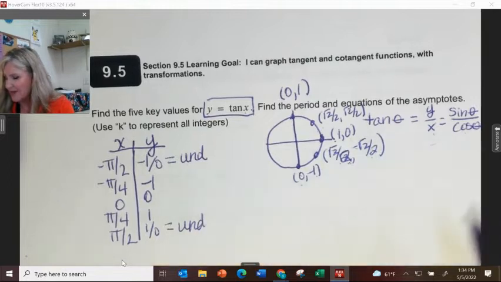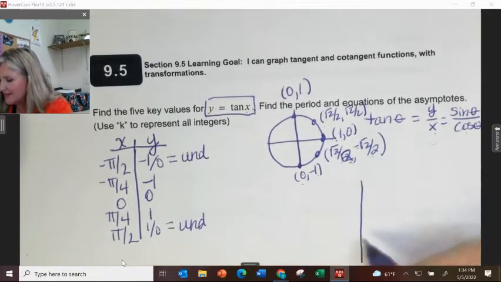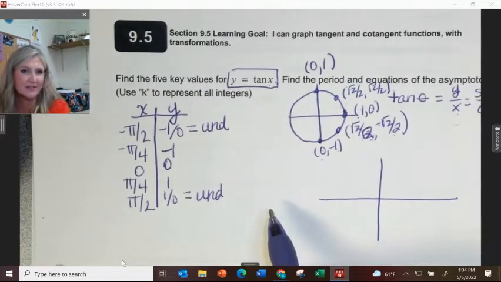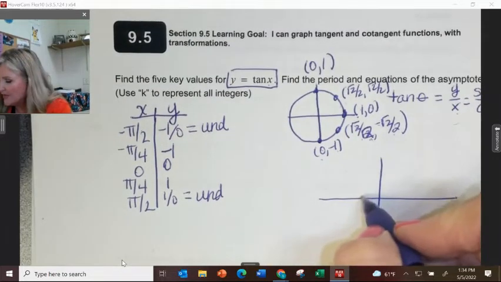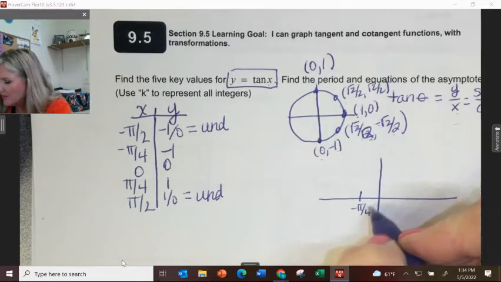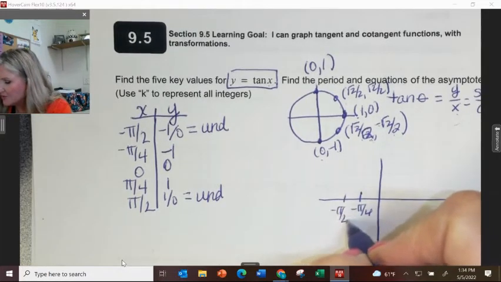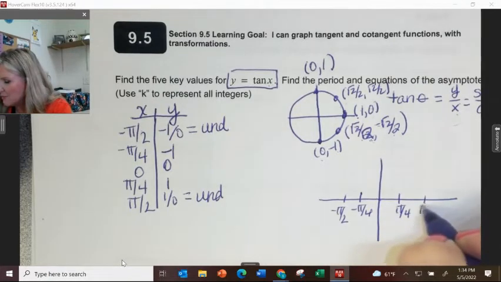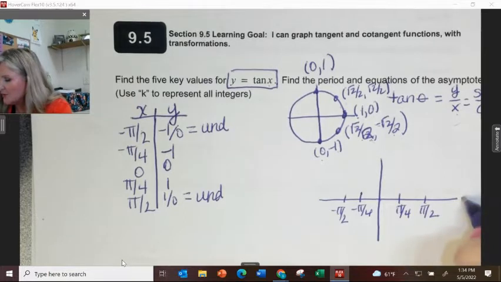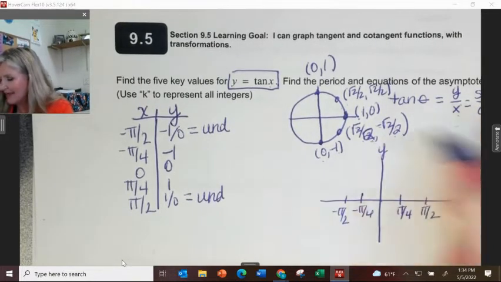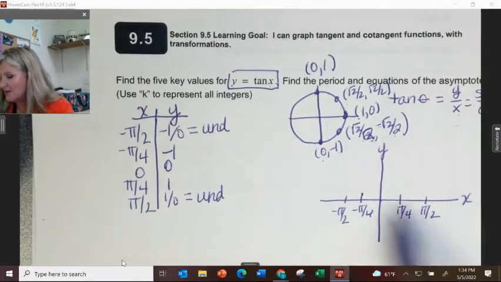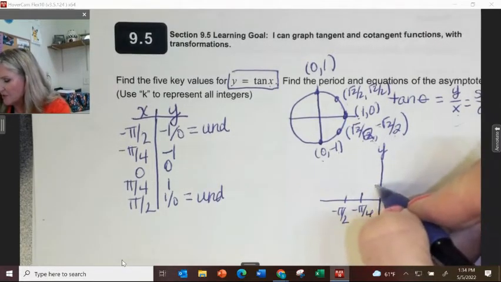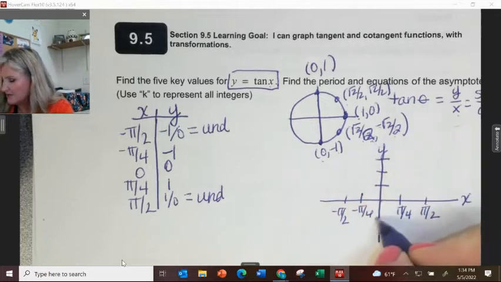Undefined. Now, in the warm-ups, I told you that anytime you get an answer that's undefined, that means we're going to have a vertical asymptote. So here's negative pi over 4, here's negative pi over 2, here's 0, here's pi over 4, and here's pi over 2. So we're just creating an x, y axis with x being labeled in radians and y being just labeled in units, 1, 2, 3, etc.